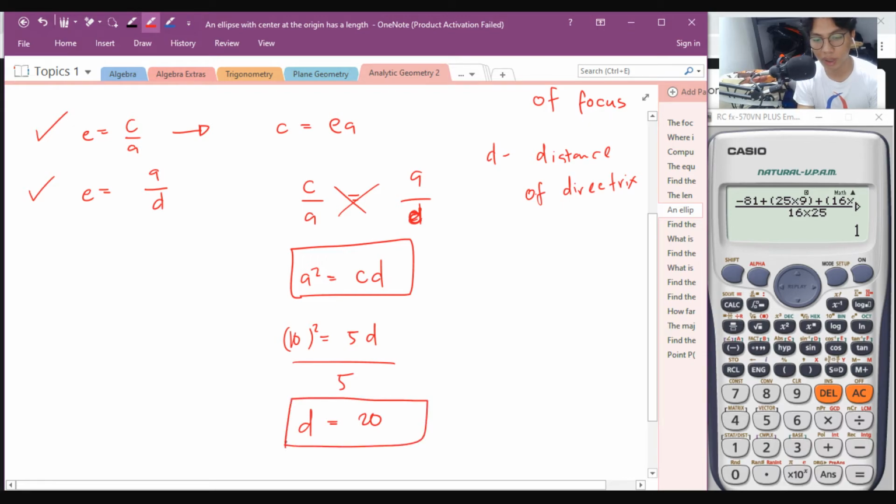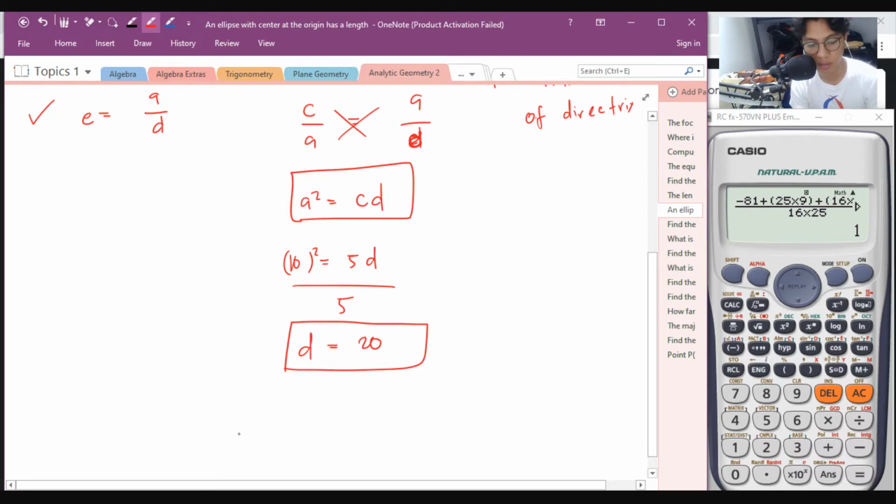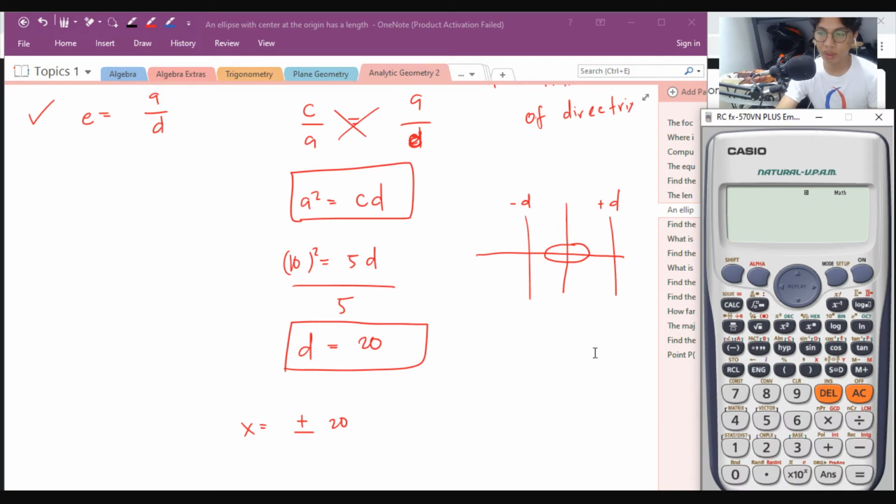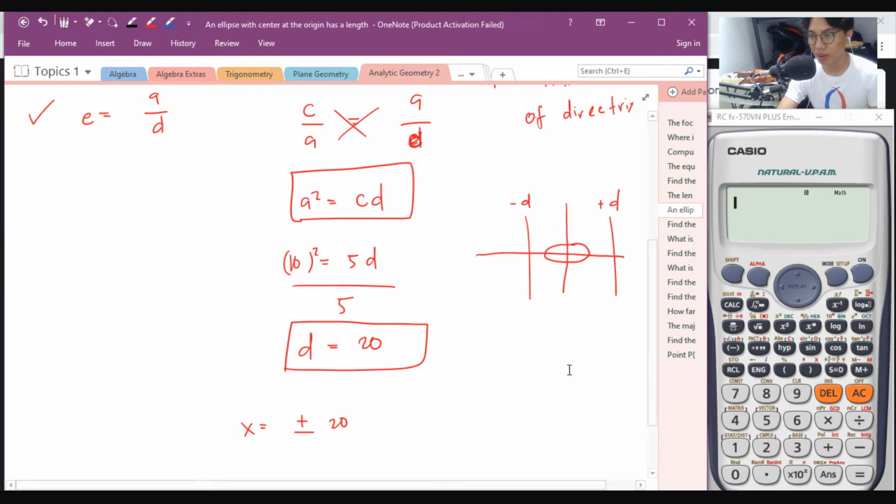Now, your ellipse has two directrices. This means the directrix, x, is equal to positive or negative 20. If this is your ellipse, at the center, the origin, its directrices are on the negative side and the positive side. This is the negative directrix, and this is the positive directrix. Got it? That will be problem number 7.